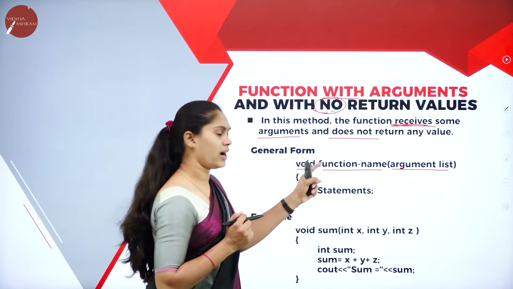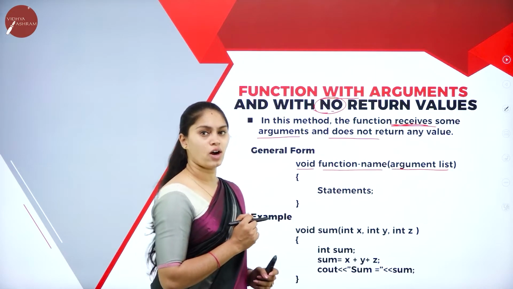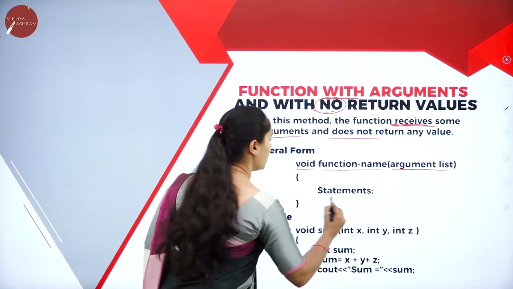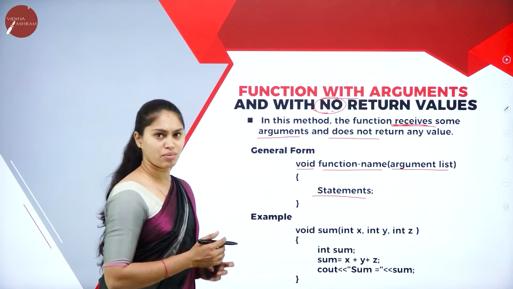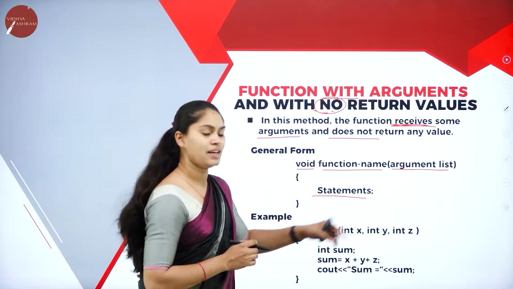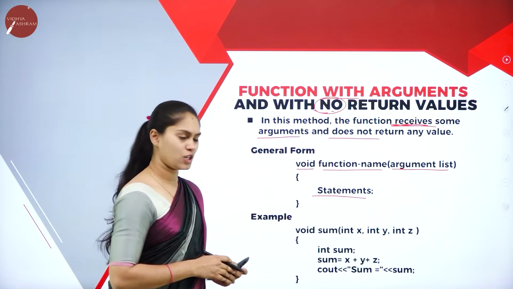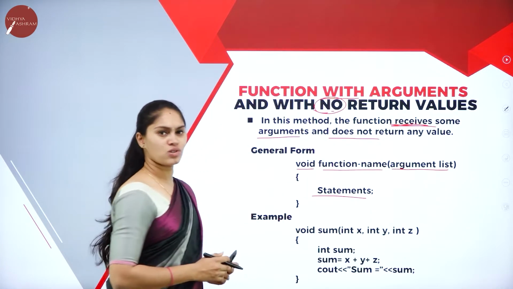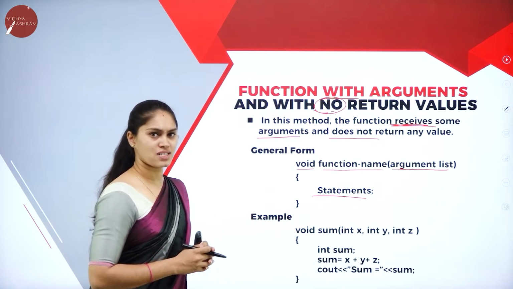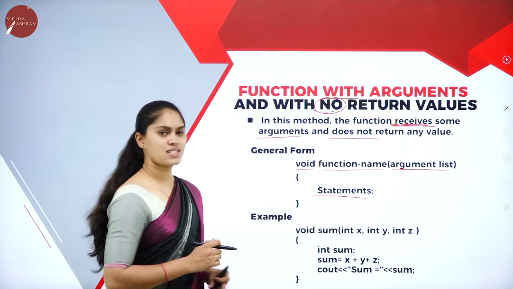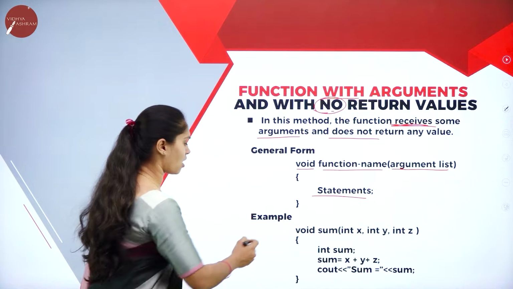So here: void, function name, and I have an argument list. Along with that, it will have several executable statements. But do we have a return expression here? No. That means there are no return values. After that, we will be closing this. Opening and closing of flower braces will indicate the block of this function. So we'll see the example.